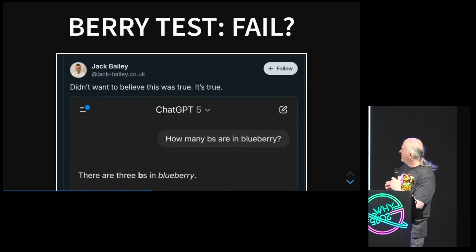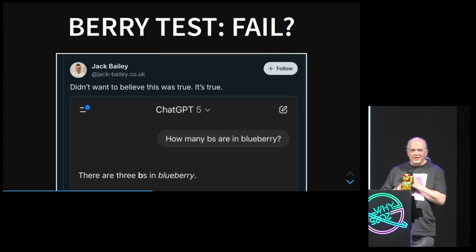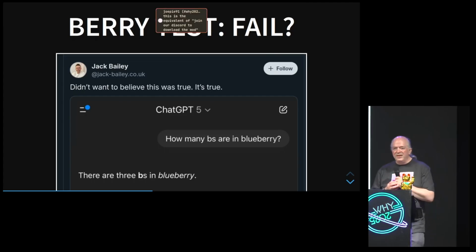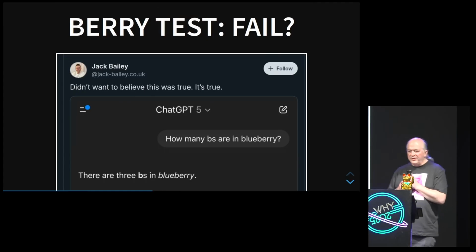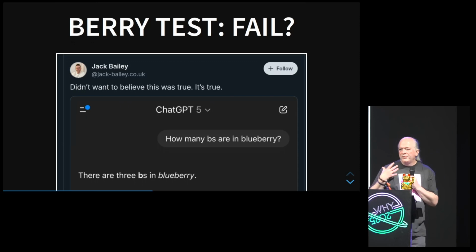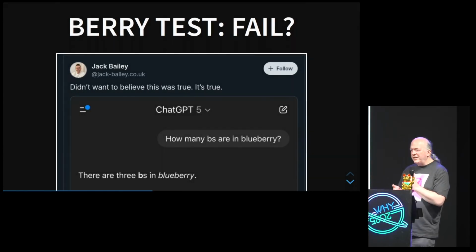So yeah. The Berry test. Some people here are probably familiar with this already. It's proved to be a good test for AI kind of ambient awareness. Does this thing really know anything? Is it really intelligent?